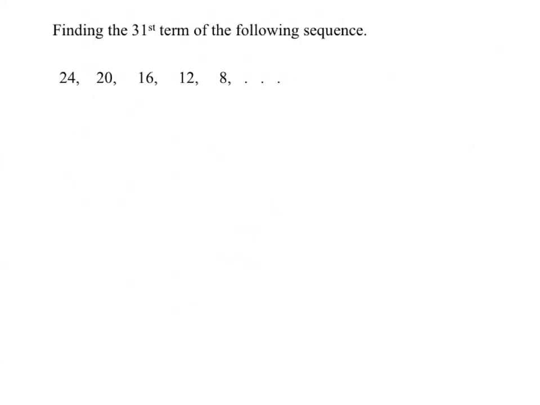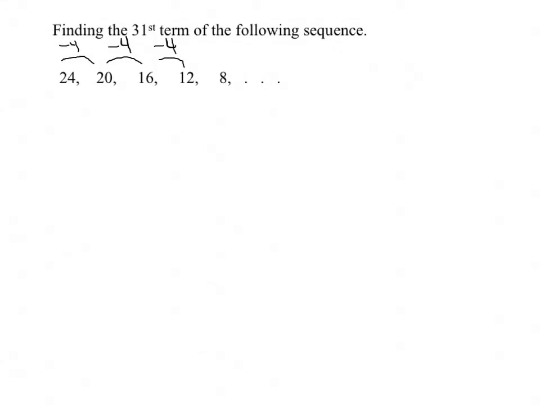Finding the 31st term of the following sequence, 24, 20, 16, 12, 8, and so on. So we're going to look at our sequence and try to find our pattern. That means what does it take for us to go from 24 to 20, from 20 to 16, from 16 to 12, and so on. In this case, if we take 24 and subtract 4, we're going to have 20. 20 minus 4 will give us 16. 16 minus 4 will give us 12, and that will continue.